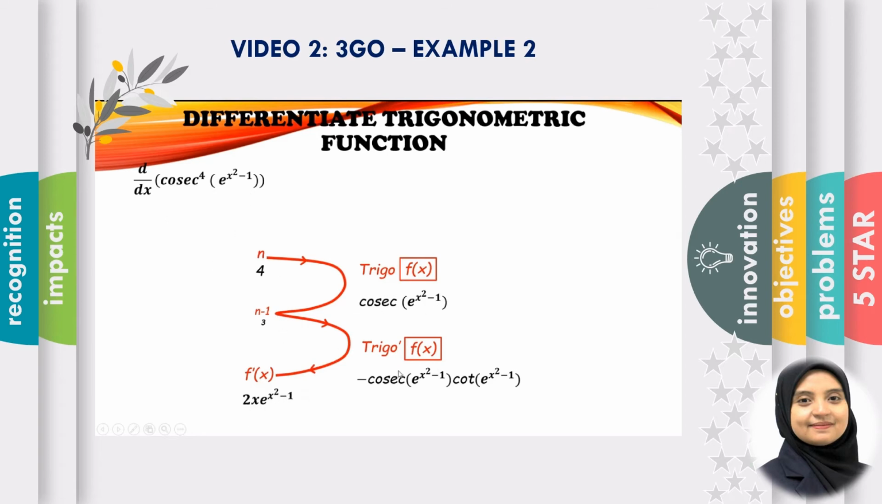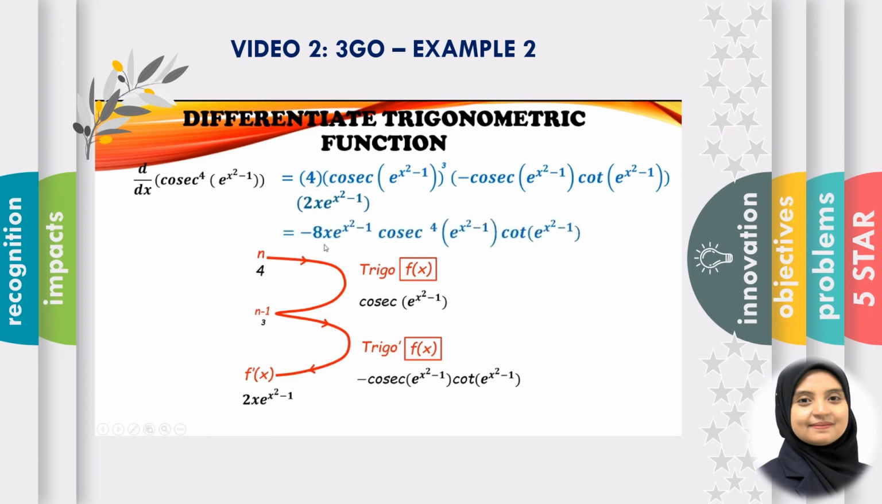So from here we just sort it out. This one is 4 multiplied with cosec of e to the x squared minus 1 to the power of 3, multiplied with the trigo prime, negative cosec of e to the x squared minus 1 cot of e to the x squared minus 1, and multiplied with 2x e to the x squared minus 1. And finally, we simplify by multiplying all the constants. We will have negative 8x e to the x squared minus 1 cosec to the power of 4 of e to the x squared minus 1 cot of e to the x squared minus 1.